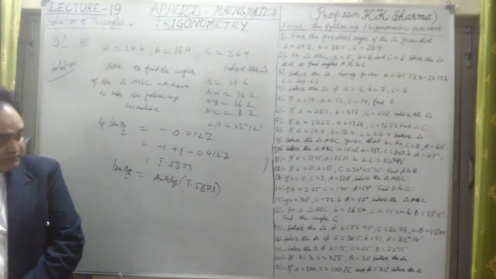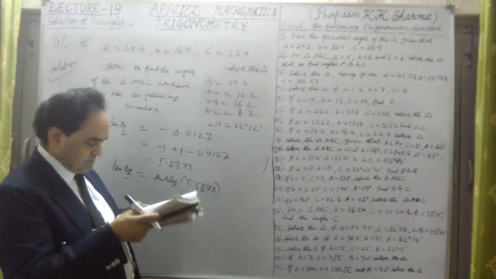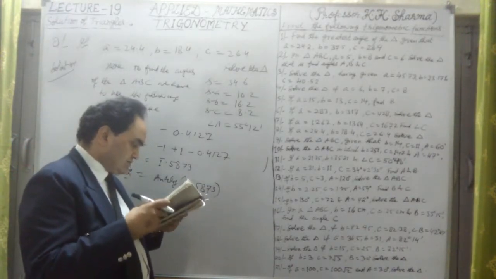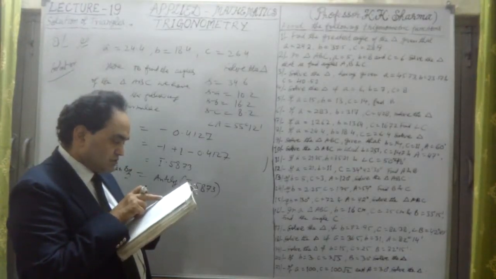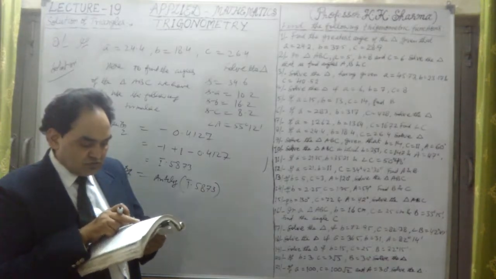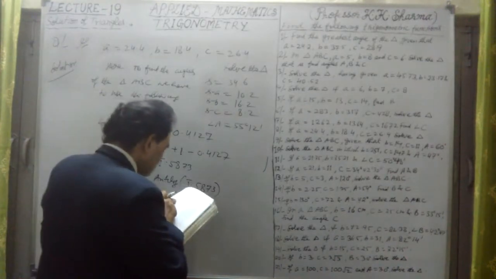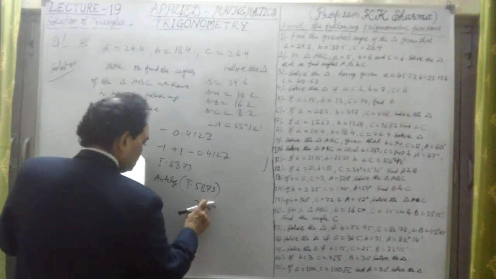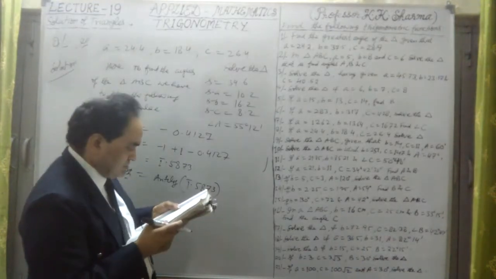Okay, so antilog table under 58. Under 50, this is 50 only. Under 58. This is 58 here, 7th column. Under 58, 7th column is 38.64. Now, see mean difference.